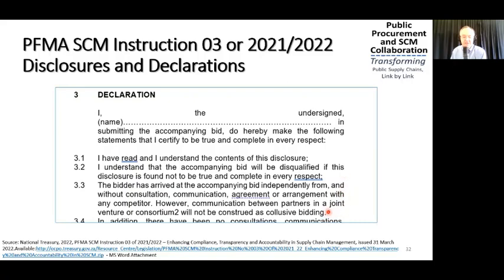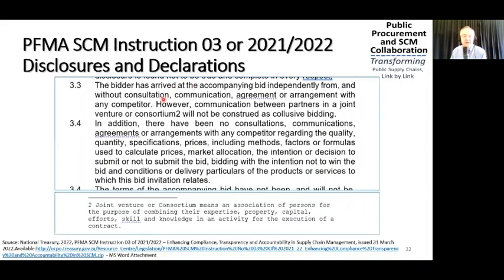This has been an issue in the past, but very, very interesting level of detail that's here. In addition, there have been no consultation, communication, agreements, or arrangements with any competitor regarding the quality, quantity, specifications, prices, including methods, factors, formulas used to calculate prices, market allocation, the intention or decision to submit or not submit a bid, bidding with the intention not to win the bid, and conditions of delivery, particularly the. This is all the collusion issues which they're trying to talk about here, and they do also describe then the consortium issue as well. The joint venture consortium issue is described there.